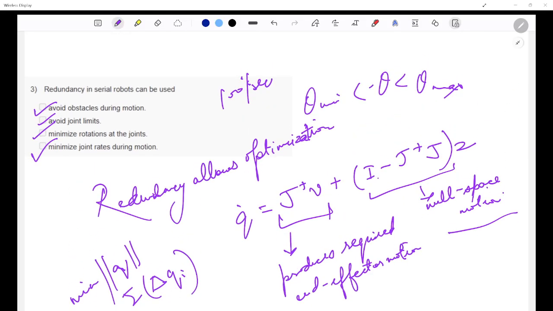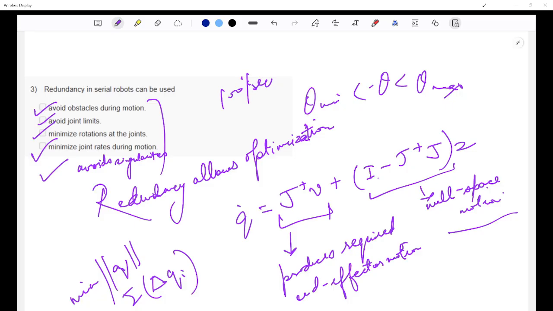So, these are the advantages of redundancies. I think one of them is not given, which is avoid singularities. Okay. So, redundant robots are widely used in space manipulators, humanoid robots, surgical robots, because flexibility is extremely useful.